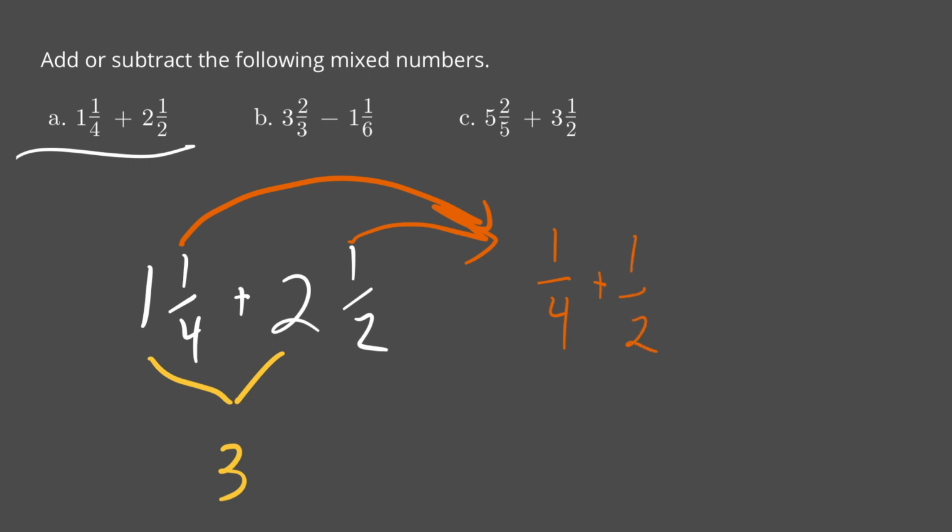How do we do this? First things first, we have to find a common denominator. So we will rewrite 1 over 2 as, you guessed it, 2 over 4. And now we can simplify. The denominator stays the same, and we add the numerator, which is 1 plus 2, giving us 3. So we have 3 and 3/4 as our final answer.